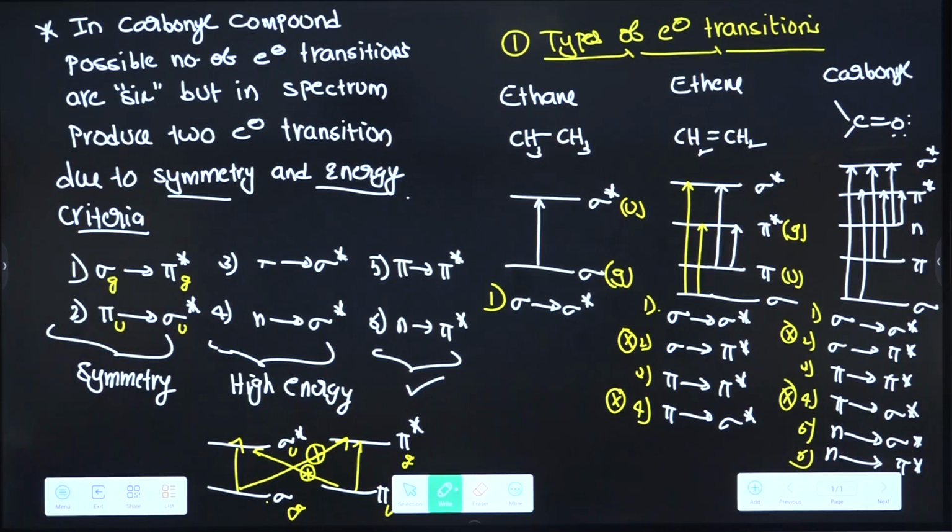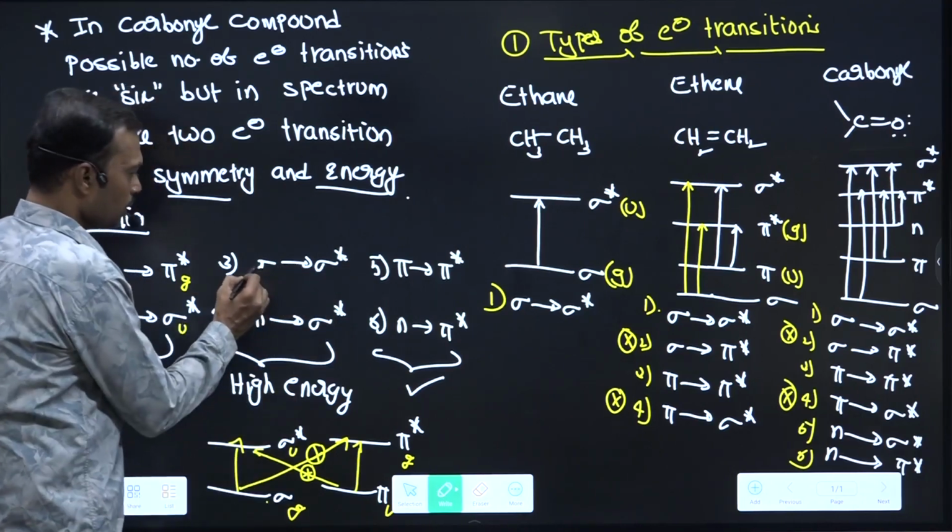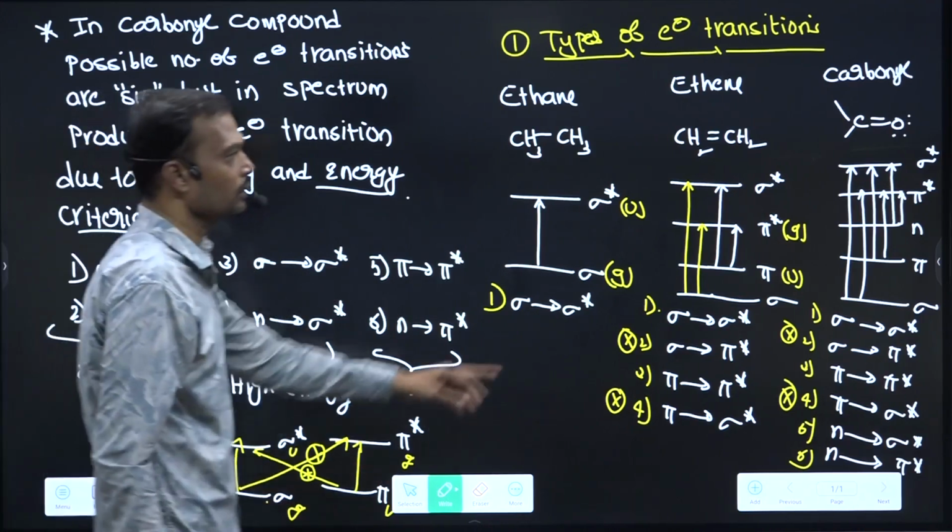So which among the following electronic transitions is not possible? What will you say? Which is not possible? Sigma to pi star and pi to sigma star are not possible. Remaining all are possible. Sigma to sigma star and n to sigma star are also possible in carbonyl.